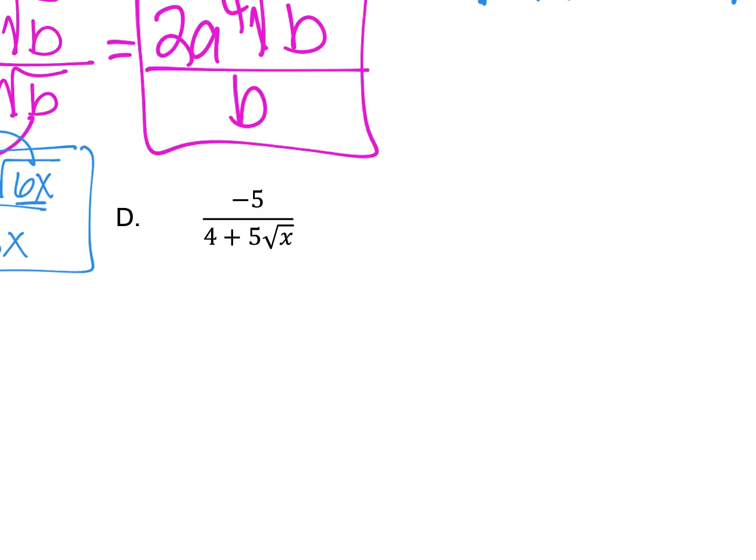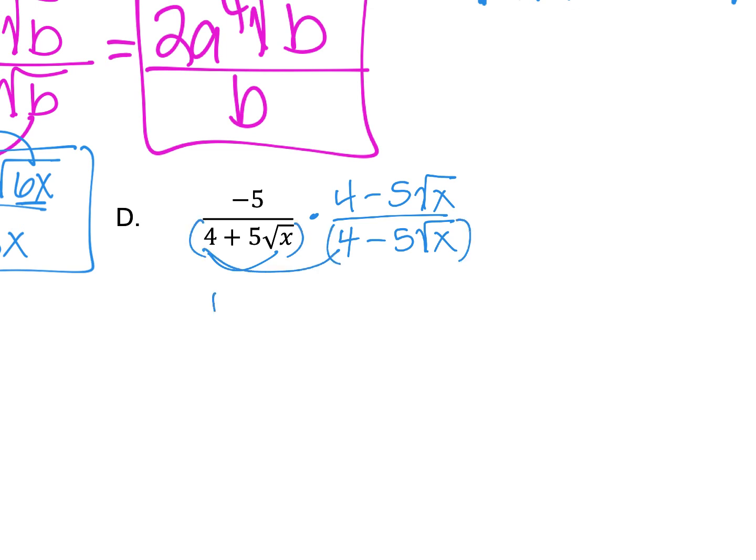Okay, last one. So notice I have 2 terms in the denominator, so to get rid of the radical, I have to multiply by its conjugate. So write your 4, but change that sign to minus. And then I have to do the same exact thing to the numerator, so don't change the sign of the denominator, just move it up. So I'm going to have to use FOIL here because it's a binomial times a binomial. That's 16. That's negative 20 square root of x plus 20 square root of x.